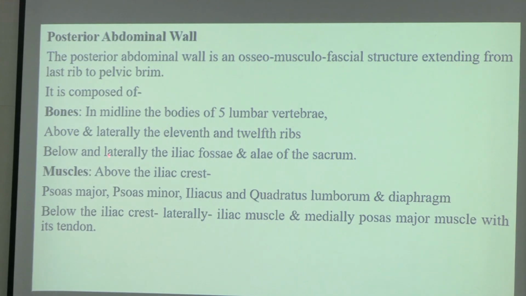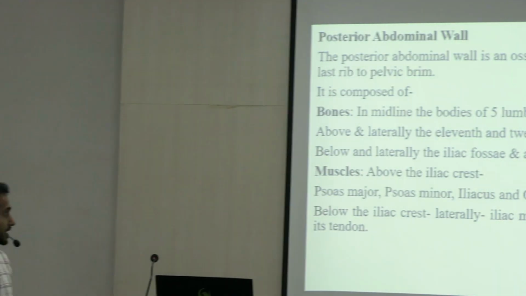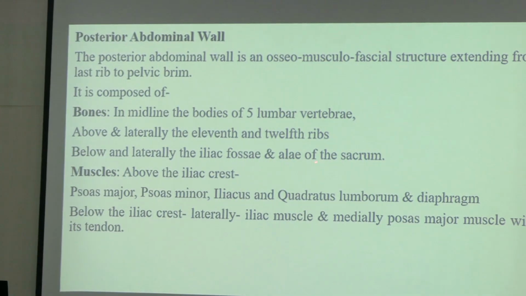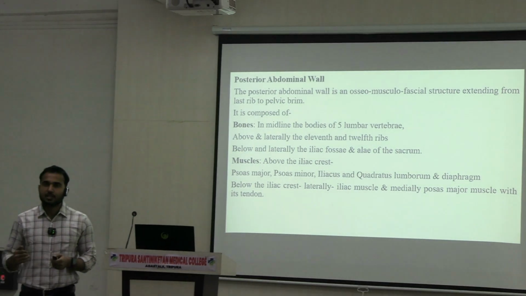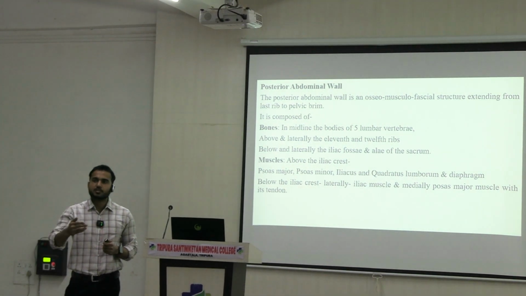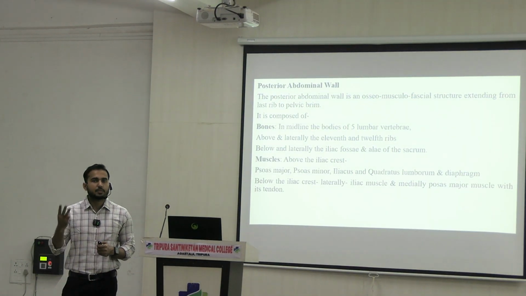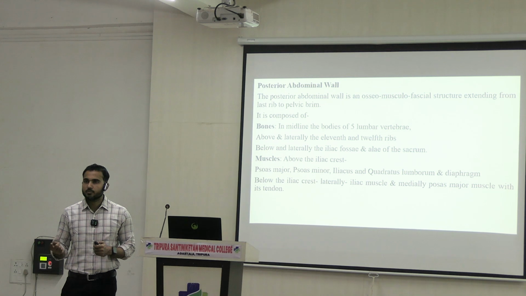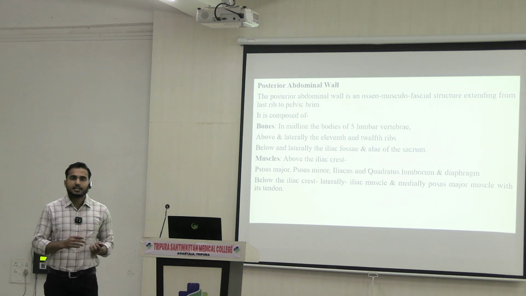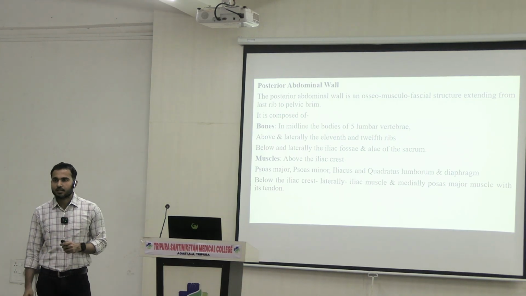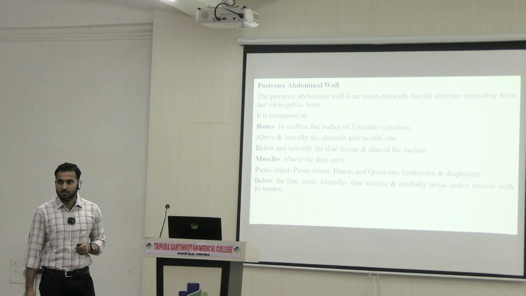Next, if you go below and laterally on both sides, you will get the iliac fossa and the ala of the sacrum. This iliac fossa is nothing but part of the hip bone. Hip bone, as I said earlier, has three parts: ilium, ischium and pubis. So this iliac fossa is part of the ilium, and then we also get the sacrum. So mainly these are the bony structures which are present.